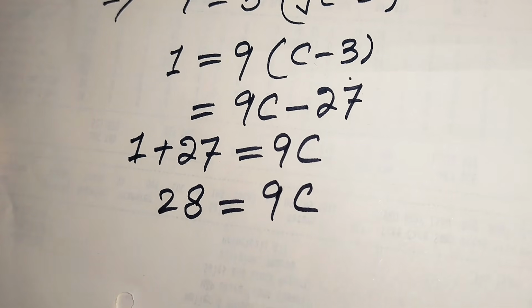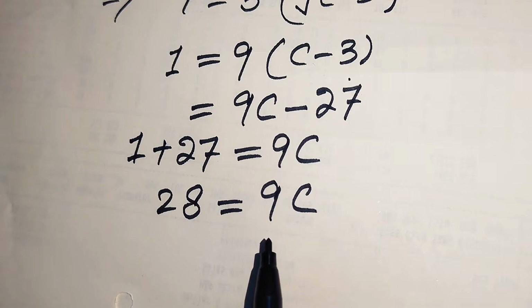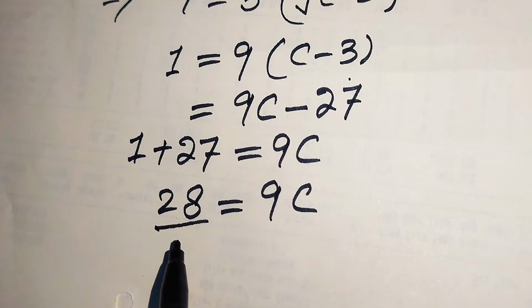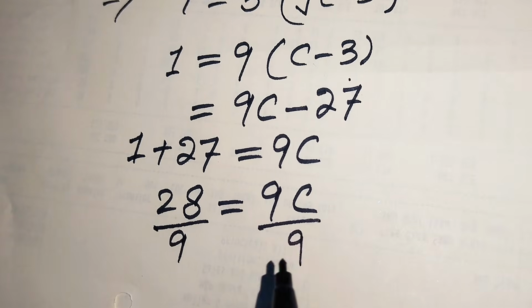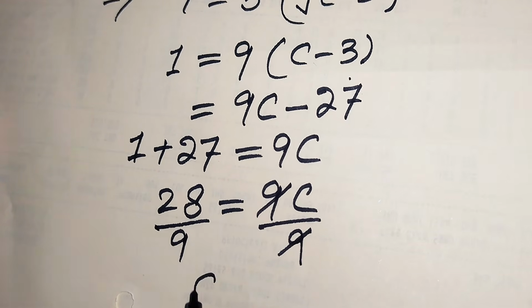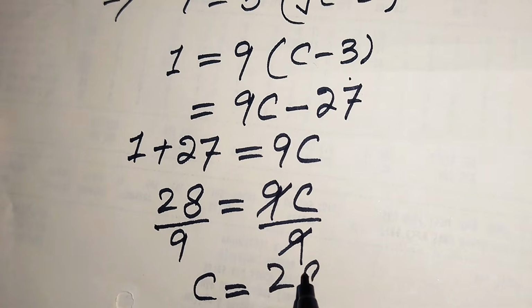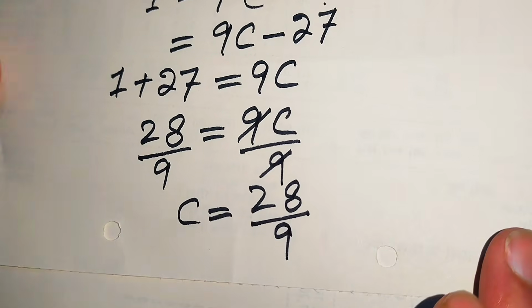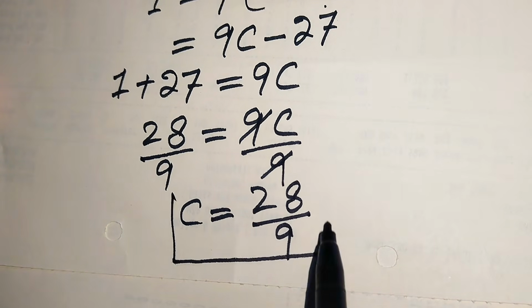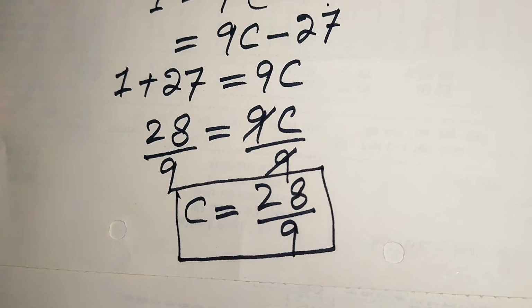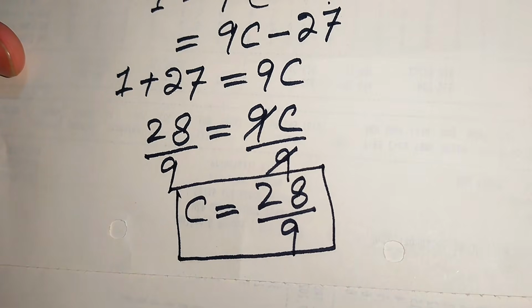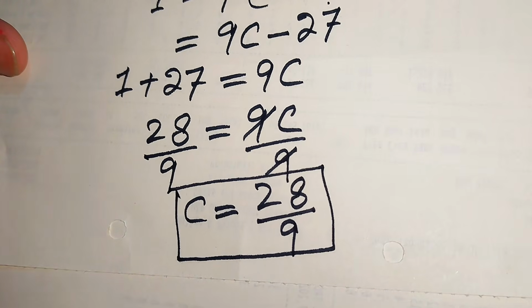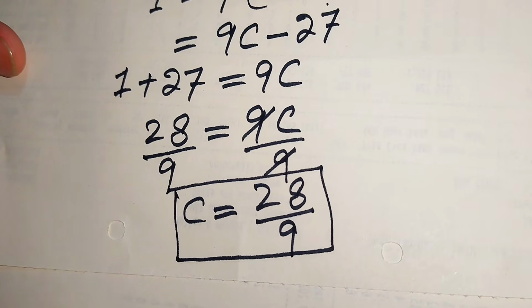And further, we need to divide both of the sides by 9 in order to find the value of c. So we divide both of the sides by 9, and this 9 and this 9 are gone, and we get only one value of c, which is equal to 28 divided by 9. And in the next step we need to verify whether this value of c is the solution or is an extraneous root.